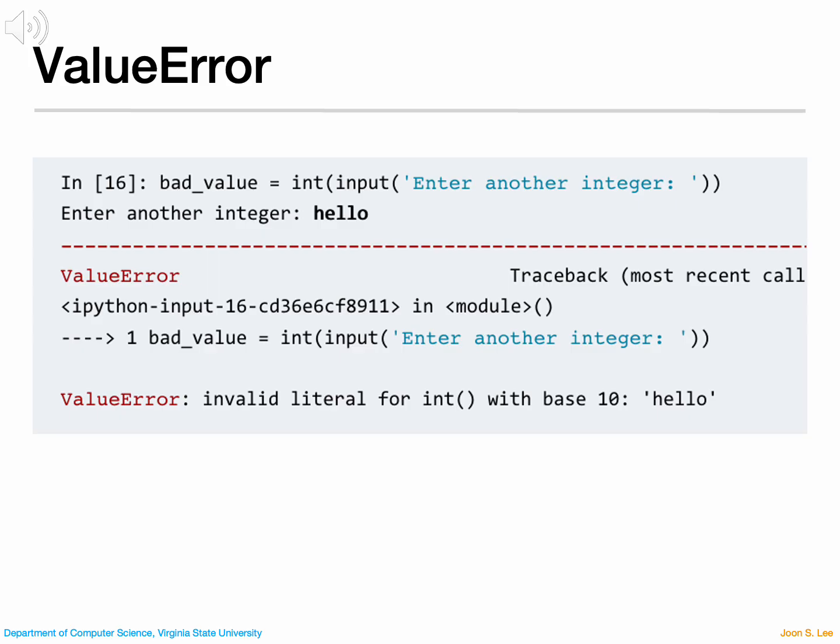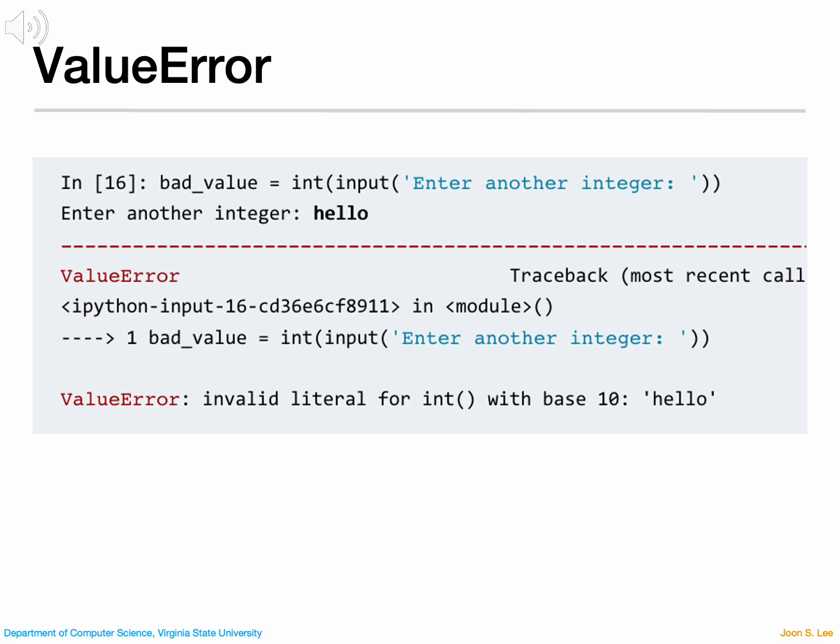In this example, the program asks for an integer, but instead of typing a number, the user types hello. Python attempts to convert the string hello into an integer. Since hello is not a valid number, Python doesn't know how to handle it. The result is a value error. Specifically, Python says, value error, invalid literal for int, with base 10, hello.